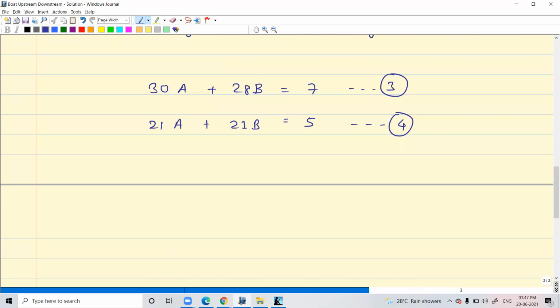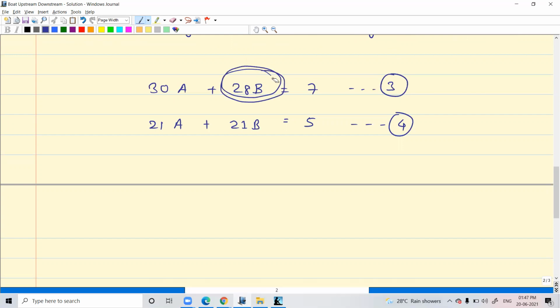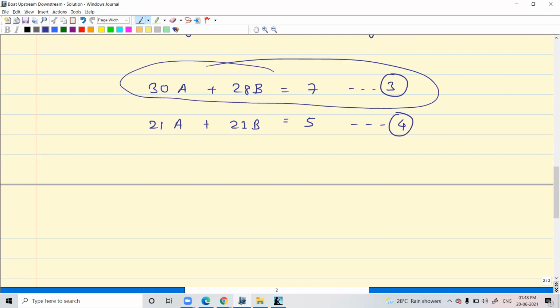Okay, so to solve this, I'm seeing that this is a multiple of 7. This is also a multiple of 7. How can we make them equal? By multiplying something? If we multiply, the numbers will become very big. Can we divide by something to make it equal? So what I would do is divide this third equation by 4.